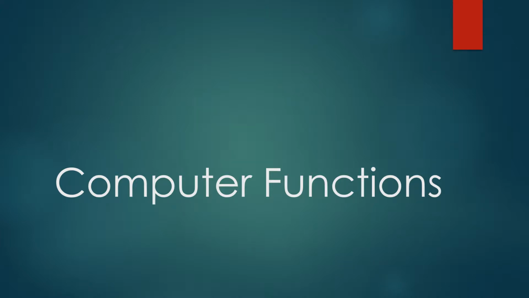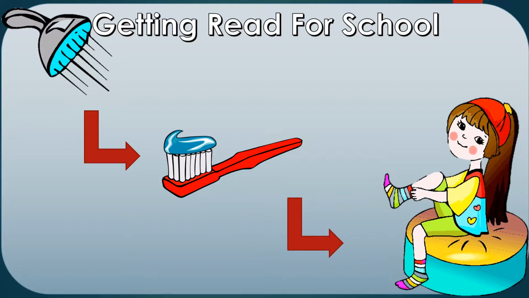Computer functions. So far we have discussed that a function is a series of actions that are performed to perform one bigger action. For example, getting ready for school is the function, and the steps are take a shower, brush your teeth, put your clothes on.